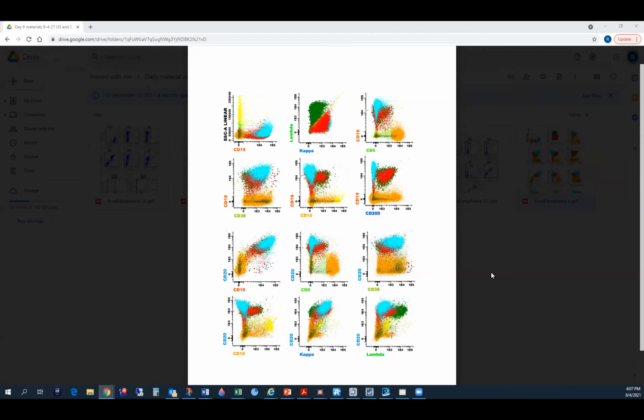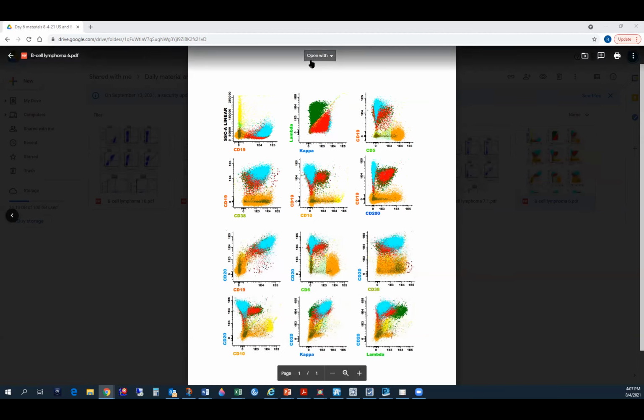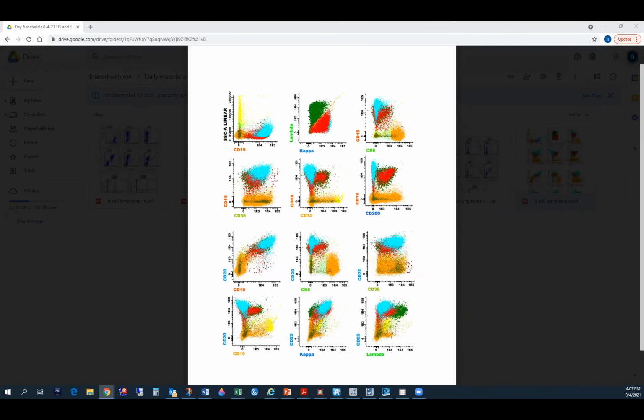Maybe for the audience, you can enumerate the other populations, Haji. Okay, so I'll go over it again. It's pretty much the same as what we described the previous time. The yellow population has high side scatter and bright CD10. Those are the granulocytes.